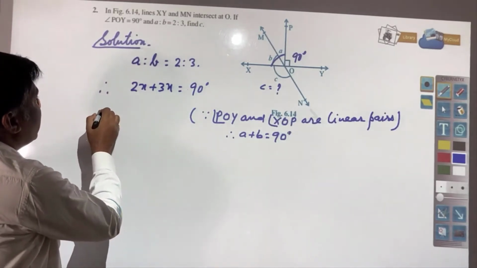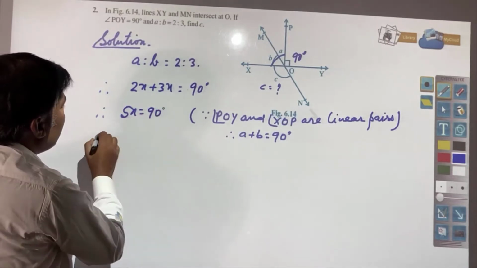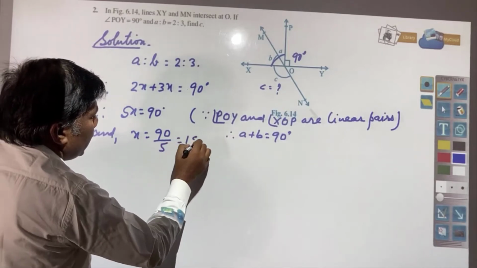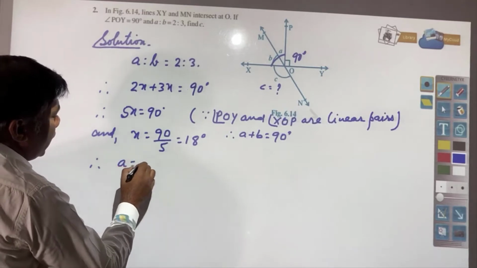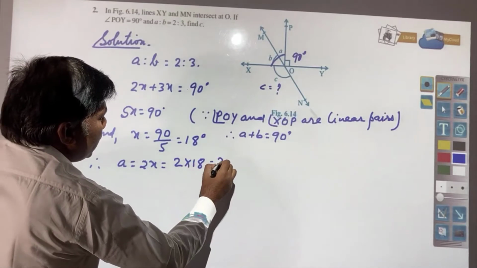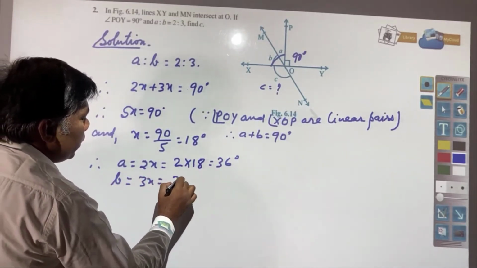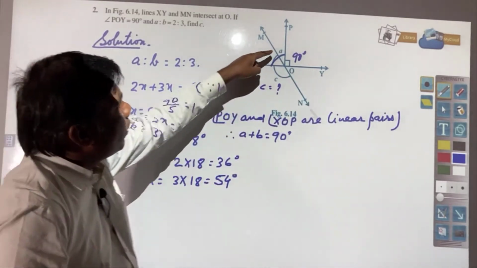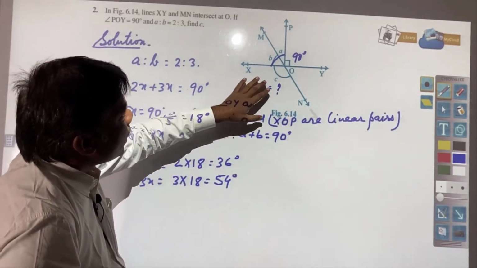Now, therefore, 5x is equal to 90 degree and x will be 90 by 5, means 18 degree, and therefore A is equal to 2x. It means 2 into 18, it means 36 degree, and B is equal to 3x, means 3 into 18, it means 54 degree. These A and B you have got. Now you have to find out C.